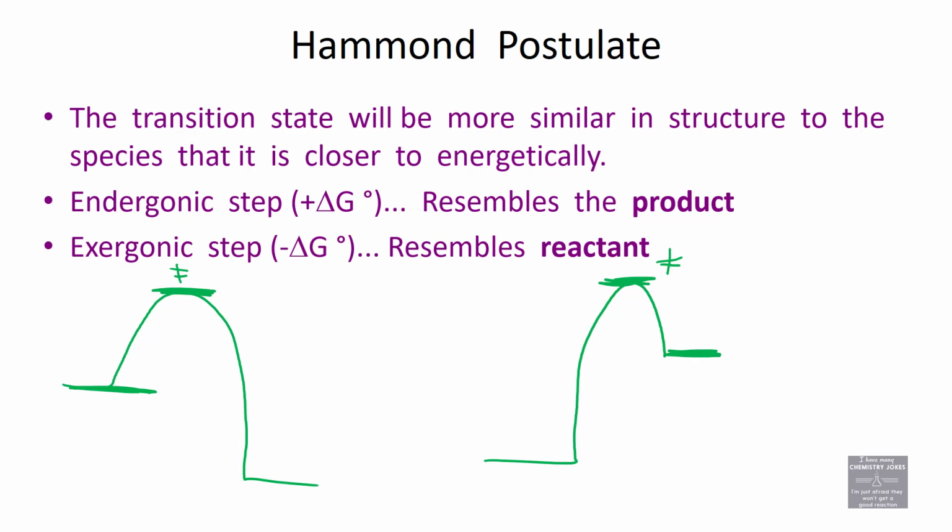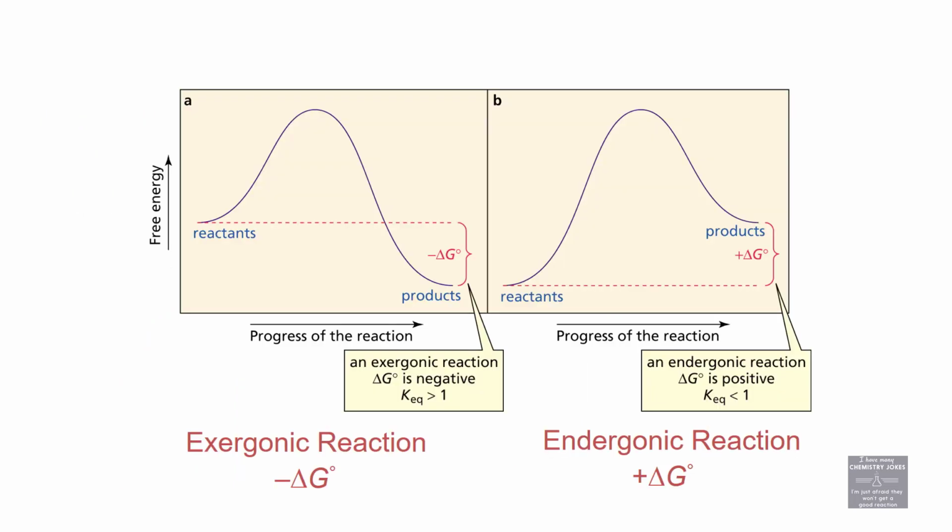That's what that says. This step is exergonic, this step is endergonic. Hammond postulate's fancy words, but simple concept. I trust you. There's words we already said, endergonic, exergonic, what they mean.